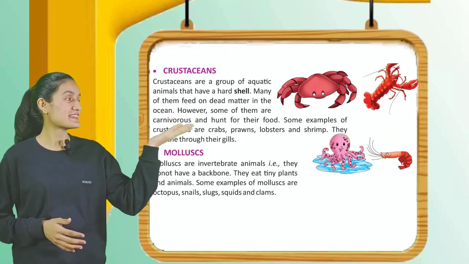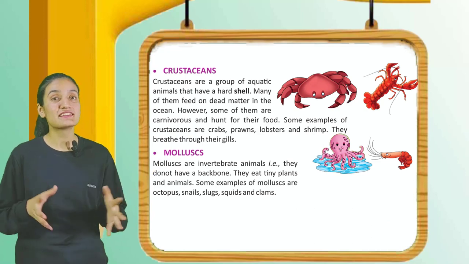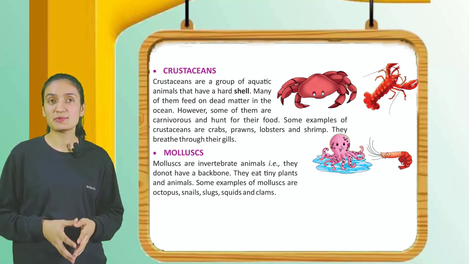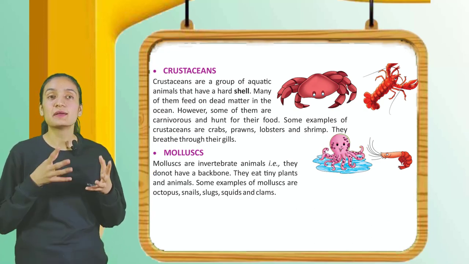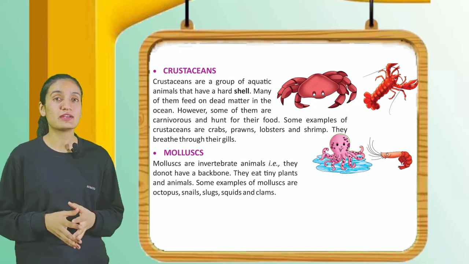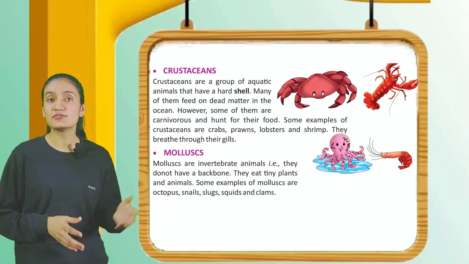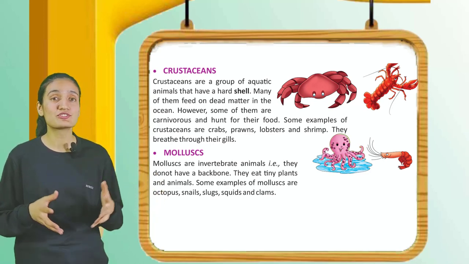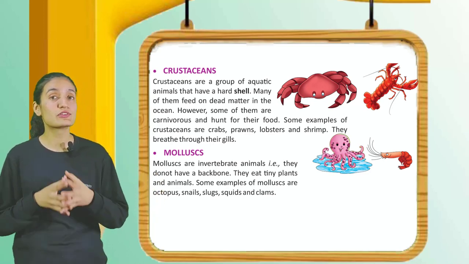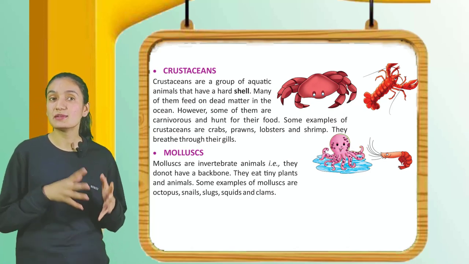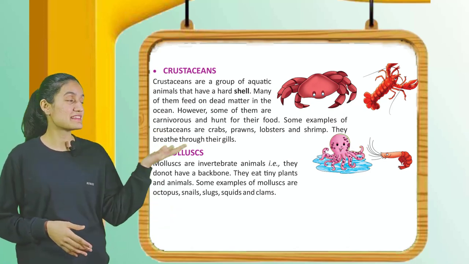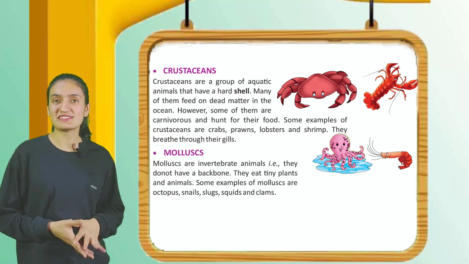Next is crustaceans. Crustaceans are a group of aquatic animals that have a hard shell. Many of them feed on dead matter in the ocean. However, some of them are carnivores and hunt for their food. Some examples of crustaceans are crabs, prawns, lobster and shrimp. They breathe through their gills. Here you can see some examples of crustaceans.